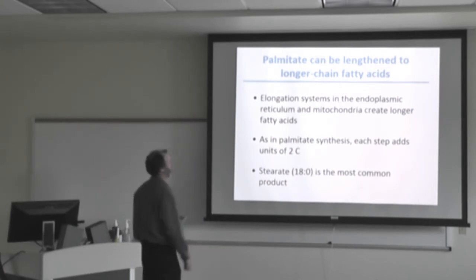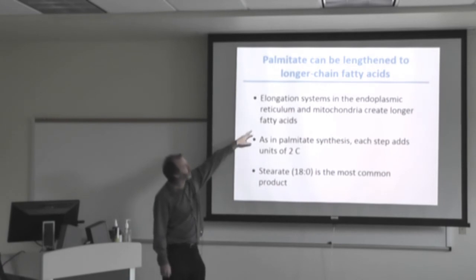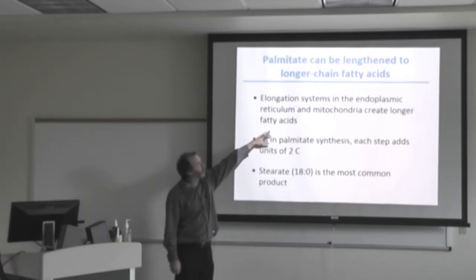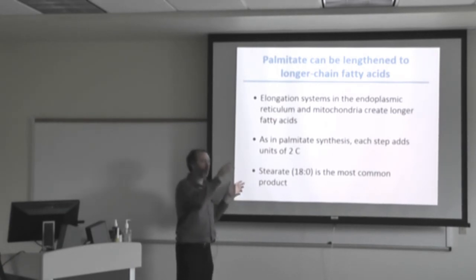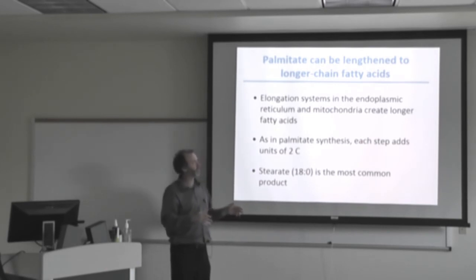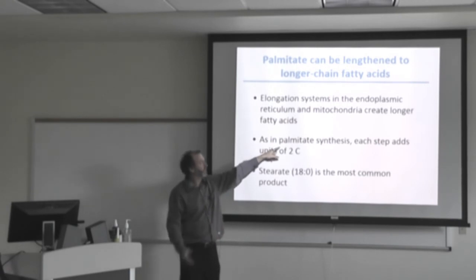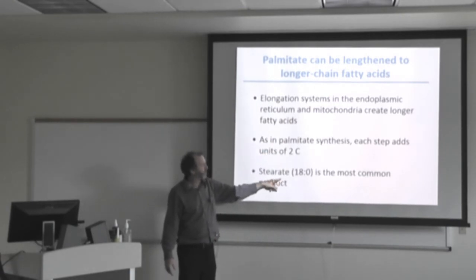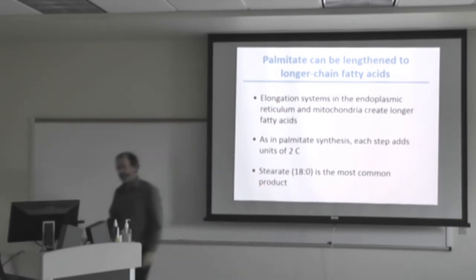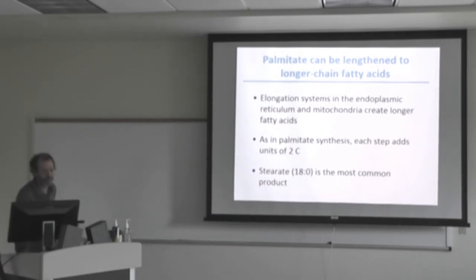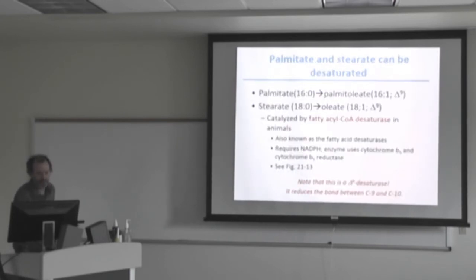Yes. So elongation systems in the endoplasmic reticulum and mitochondria can create longer fatty acids. So you're asking, why does it stop at 16? Just fatty acid synthase 1 stops at 16, but then you can add more 2 carbon units to it. To stearate is the most common process, so you just add another 2 carbon unit. And that happens in the endoplasmic reticulum and the mitochondria, not in the cytosol.